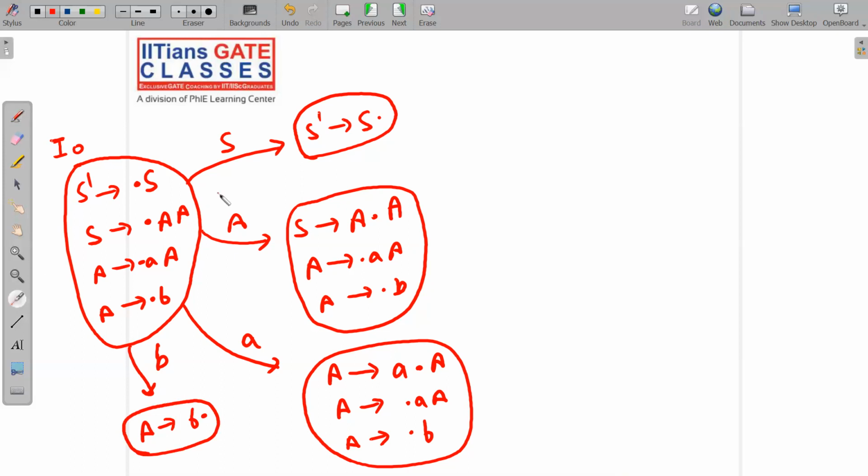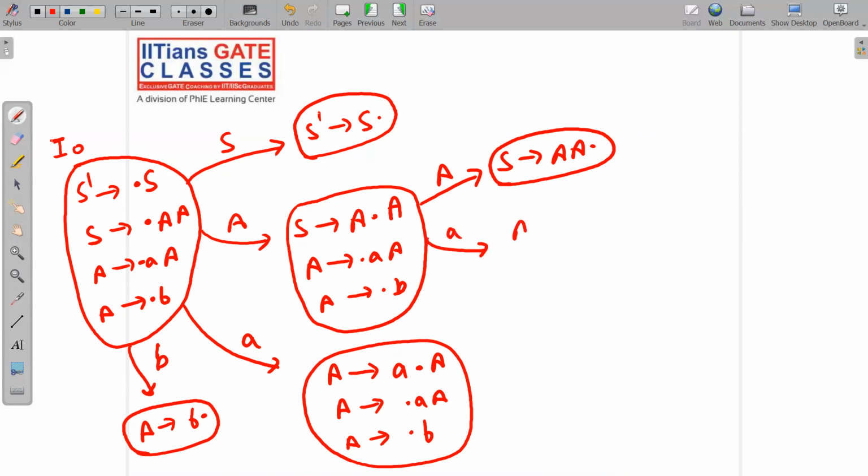Now tell me which are the final items. Will you consider this as a final item? No, it is not a final item because this is the augmented production. The augmented production is never a final item. This is a final item. And here we are not getting any final item, so the scope of moving ahead is gone. Here, we can read capital A. After reading capital A, where will we go? S implies AA dot. That's it. This is our final item because everything is read. The dot is present at the extreme right now, so it is a final item. Okay, next.